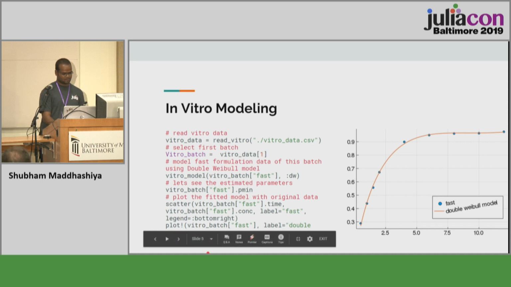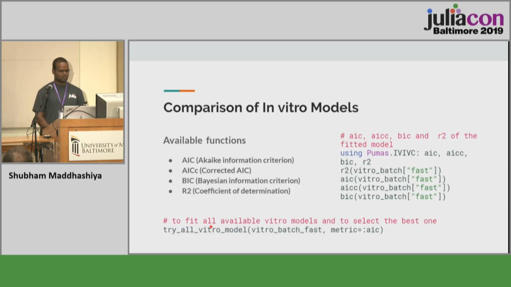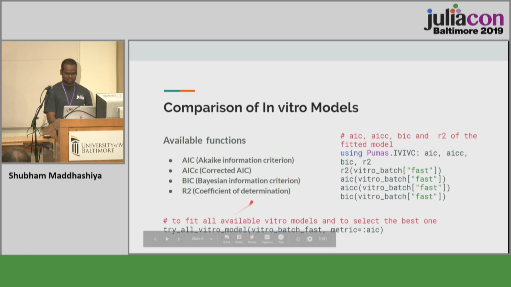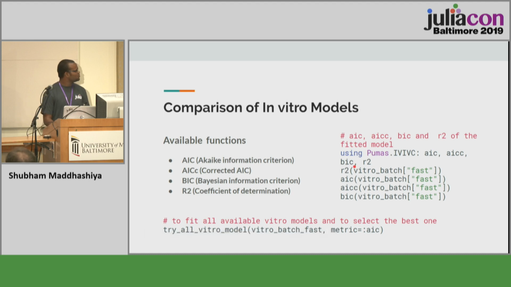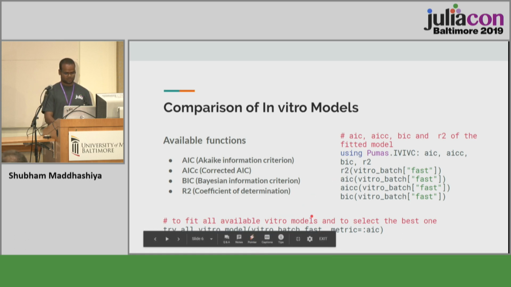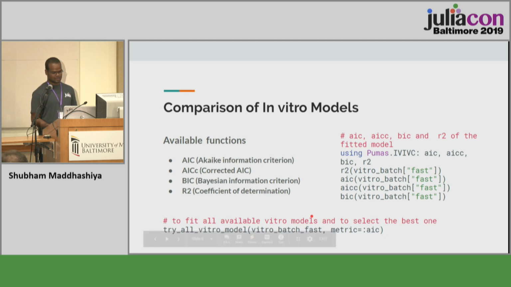And there is also a plot recipe to plot the in vitro model comfortably. And we know we can fit more than one model to our in vitro data. So to help you choose the best one, there are some functions available in IVIVC.jl: AIC, AICC, Bayesian information criterion and R-square. You just have to pass your in vitro fit object to these functions, and you'll get the result. If you don't want to fit all the models one by one and see which is the best, you can try the all vitro model function, which will try all the available models in the package and select the best one on the basis of the metric you provide.